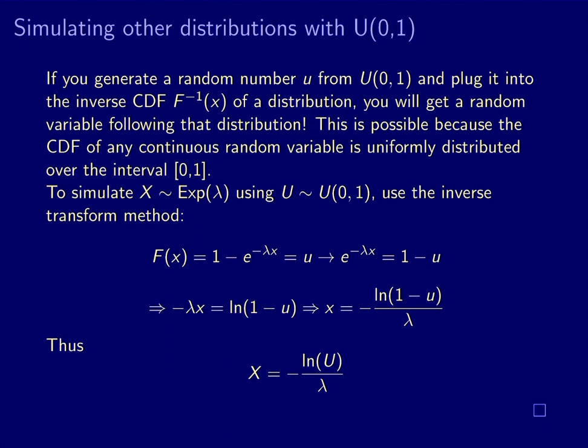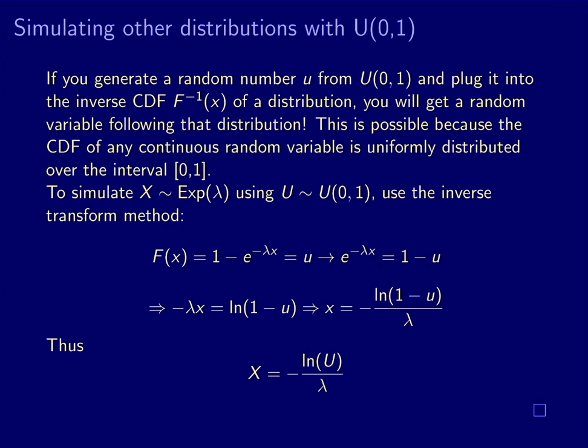So first, we'll read through the intuition a bit. If you generate a random number U from our uniform 0 to 1 and plug it into the inverse CDF of a distribution, you will get a random variable following the distribution. I know it seems like a crazy result, but just think about the definition of all CDFs, and you'll find that they're uniformly distributed over the interval 0 to 1.